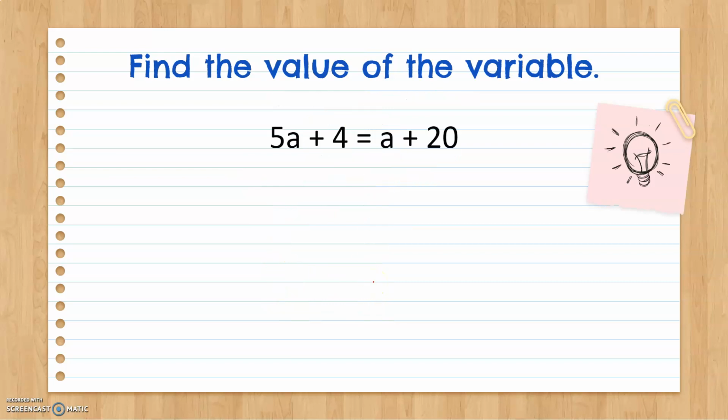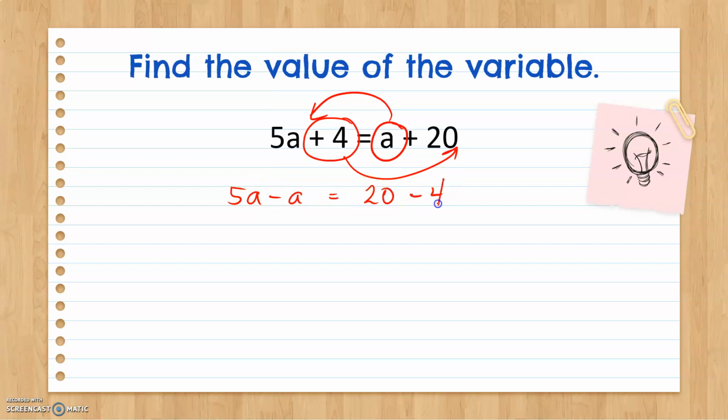Let's try another one. Again, for uniformity, we will transpose all variables to the left side and all constants to the right side. So let's transpose positive a to the left and positive 4 to the right. So we'll have here 5a minus a is equal to 20 minus 4. 5a minus a is equal to 4a, and 20 minus 4 is equal to 16. Dividing both sides by 4, we'll have a is equal to 4.